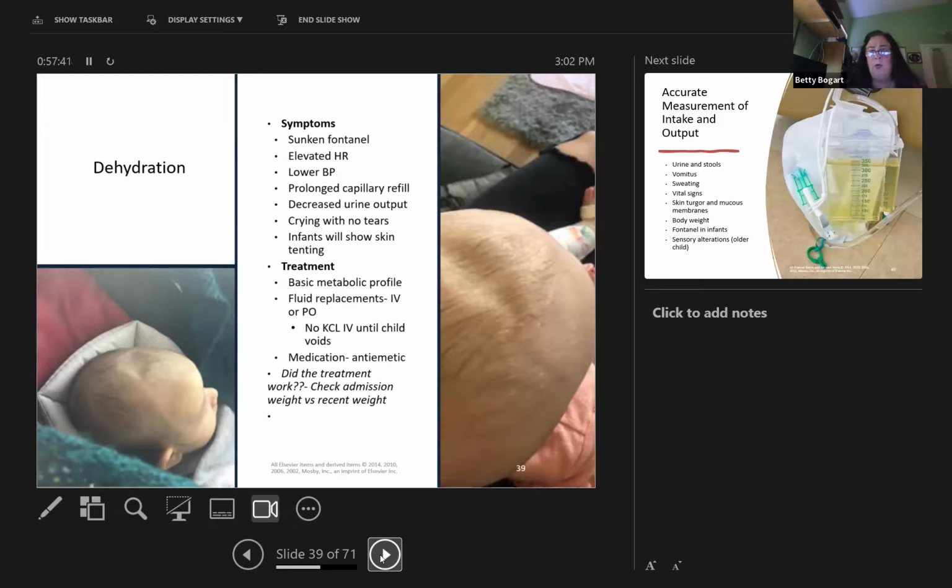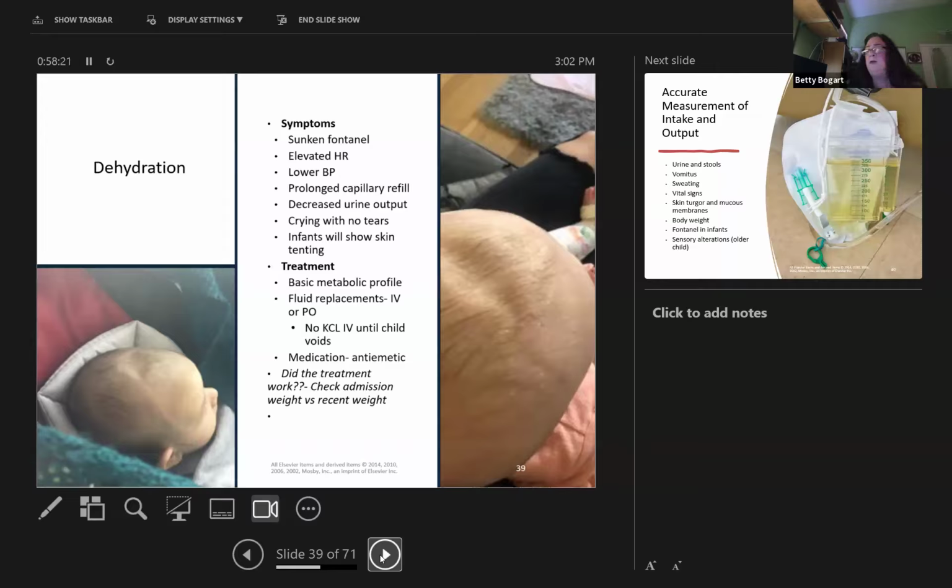We will give a fluid bolus. Be careful: no potassium and no dextrose can be given in a bolus. You can give Ringer's, you can give normal saline, but again, no potassium and no dextrose. When we want to add potassium to the IV, remember this kid's dehydrated. They're probably not going to urinate for a while. So you cannot give them any potassium until they void or until you get that potassium level from the laboratory.